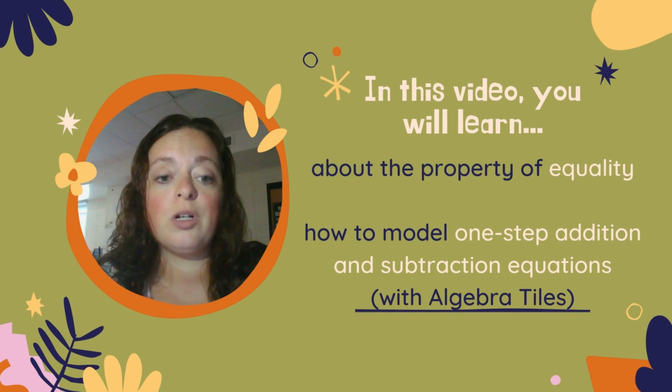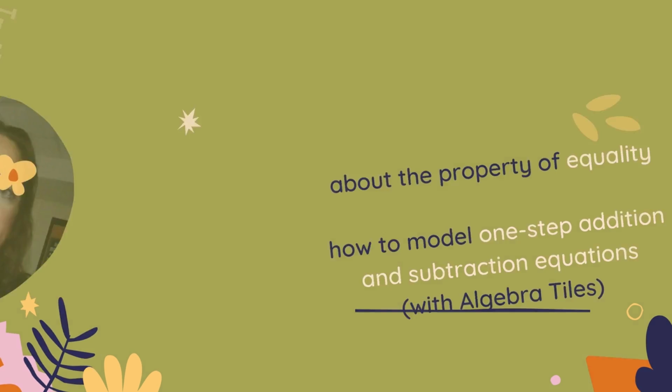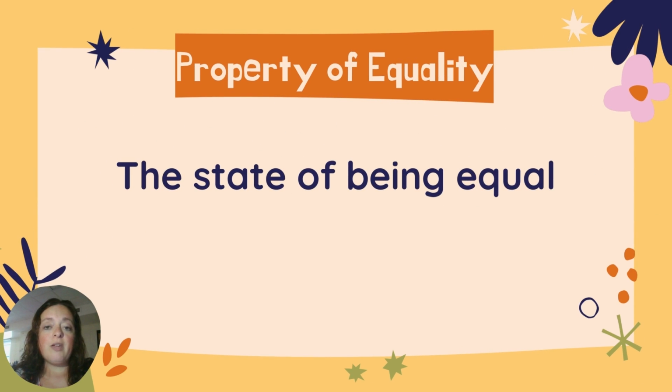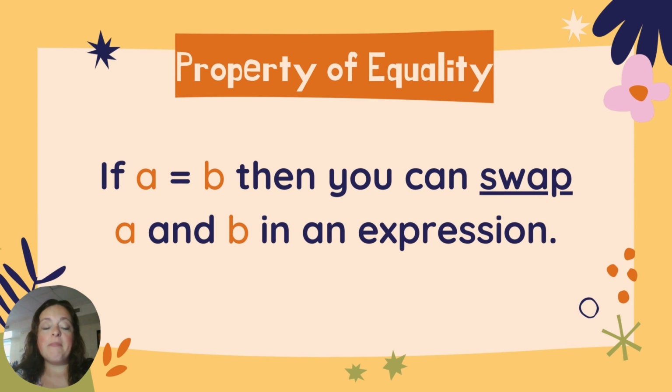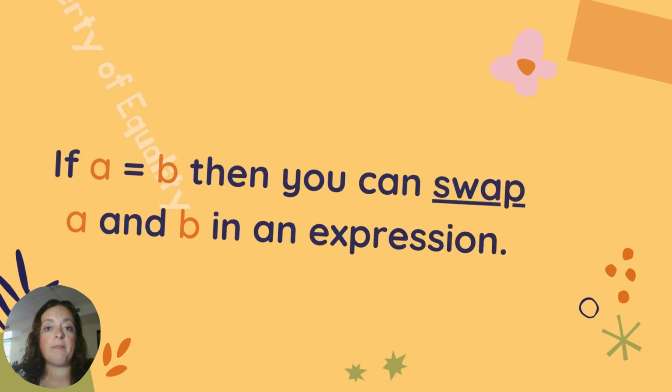In this video, you will learn about the property of equality and how to model one-step addition and subtraction equations with algebra tiles. The property of equality is the state of being equal. If you have the variables a and b and they are equal to each other, you can swap them out in an expression. So you can trade a and b back and forth however you need to. That's part of the property of equality.